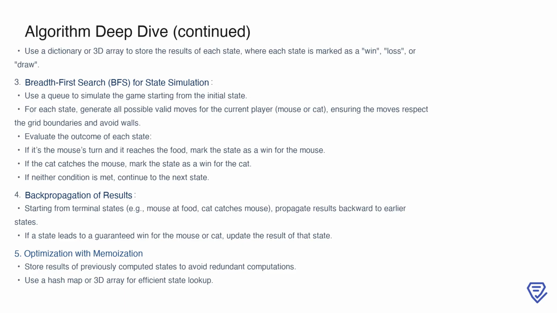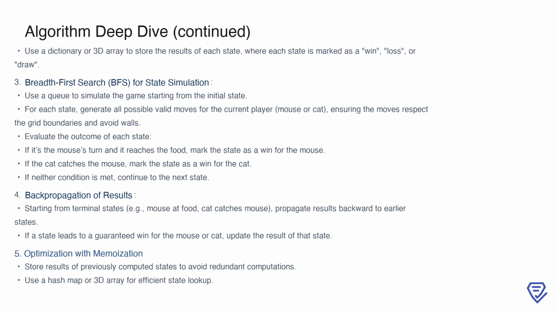Conversely, if the cat catches the mouse, that state is a win for the cat. If neither condition is met, we continue exploring subsequent states. Once terminal states, like the mouse reaching the food or the cat catching the mouse, are identified, we propagate the result of these states backward. This process, called backpropagation, ensures that earlier states are updated based on their connection to these outcomes.